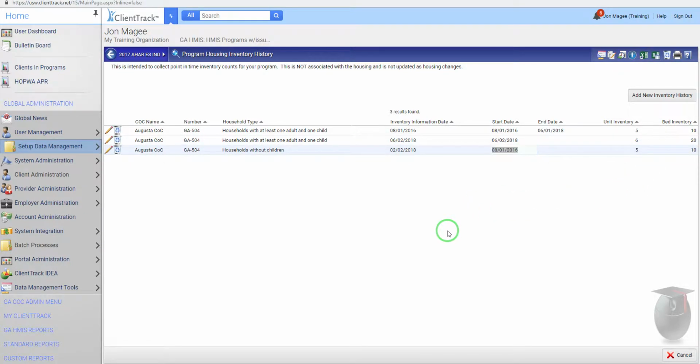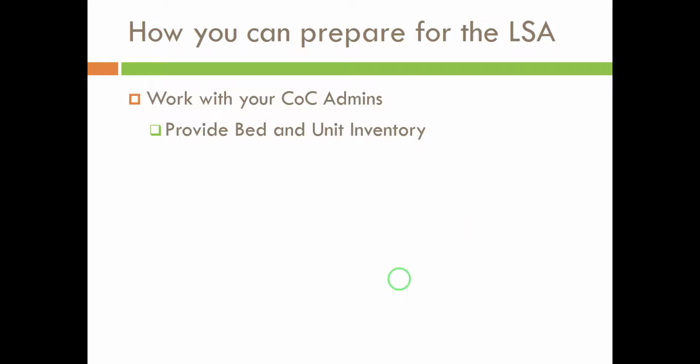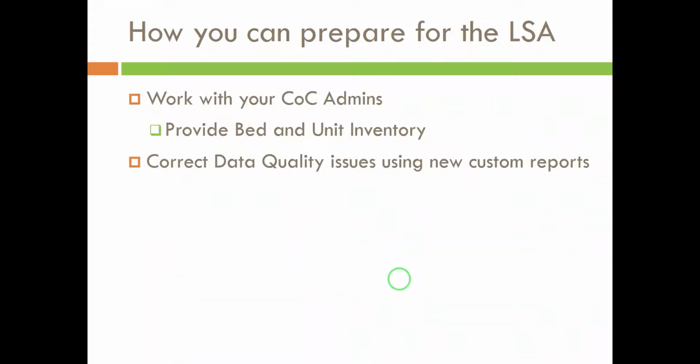And next we have what you'll probably end up spending the most time on, and that is correcting data quality issues. But we have made new custom reports that allow you to target the specific data fields that we know are affecting the LSA, so you can easily and quickly identify what needs to be corrected. So I'm going to walk through those different reports, how they function, and how you can use them to help correct your data. So the first issue we're going to look at is relationship to head of household.